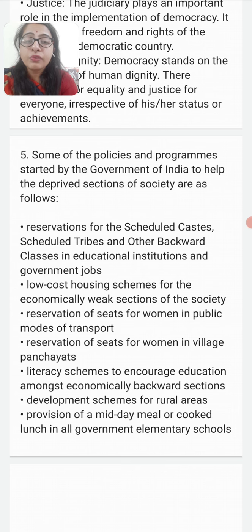Then provision of a midday meal or cooked lunch in all government elementary schools. Midday meal provisions are also made so that the students or children who come to government schools, who do not have food to eat, can get this facility. They can eat good food. So for this, the midday meal is also provided.